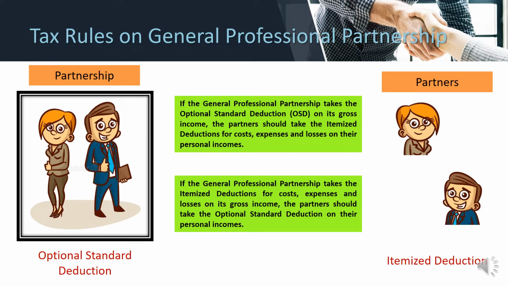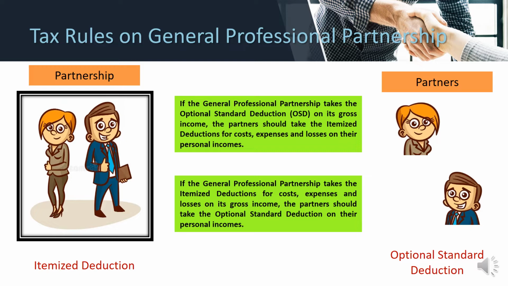But if the general professional partnership takes the itemized deduction for costs, expenses, and losses on its gross income, the partner should take the optional standard deduction on their personal income. So, pag ang pinili ni partnership ay itemized deduction, dapat si partners ang pipiliin niya is optional standard deduction. In general professional partnership, hindi pwede na pareho yung klase ng deduction ng partnership and ng partners. So, kung ang pinili ng partnership ay OSD, dapat si partner ay itemized deduction. Pero pag ang pinili ni partnership ay itemized deduction, dapat si partners should choose optional standard deduction. Take note that optional standard deduction is equivalent to 40% of the gross income.